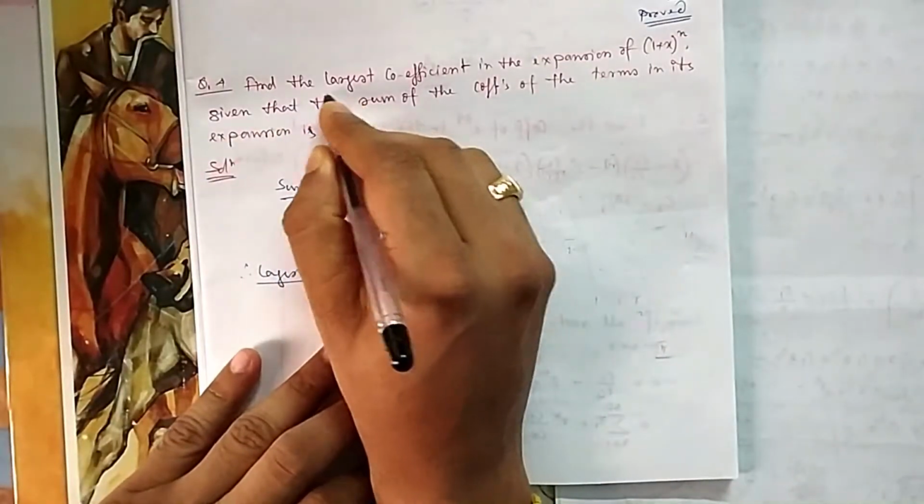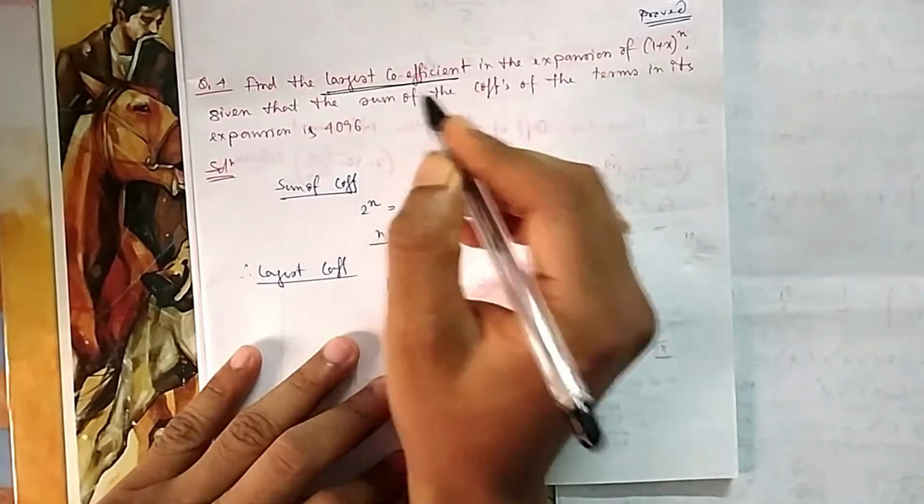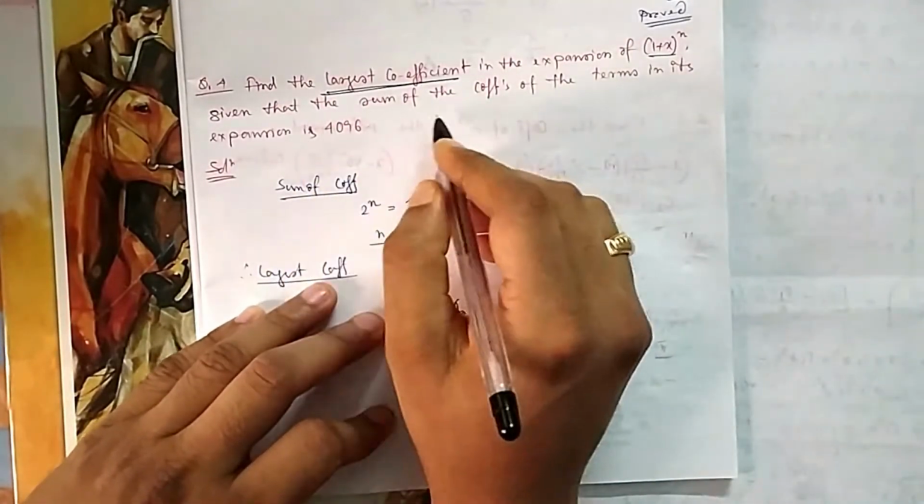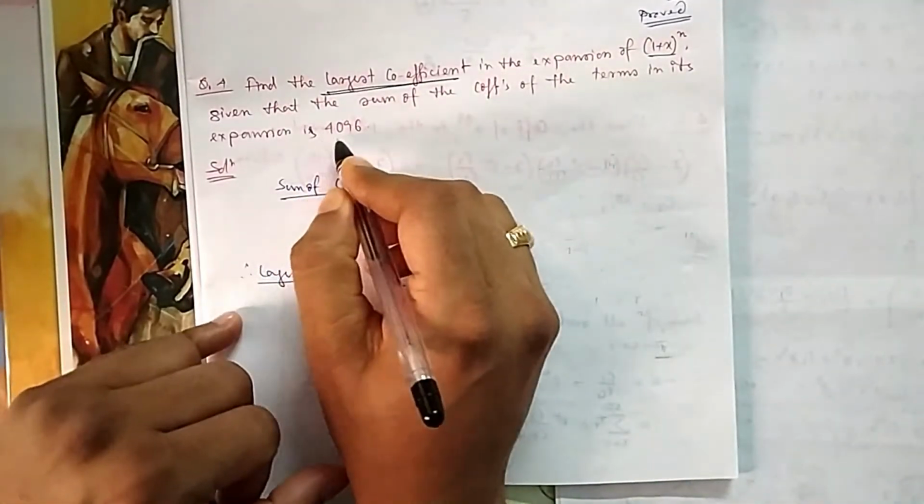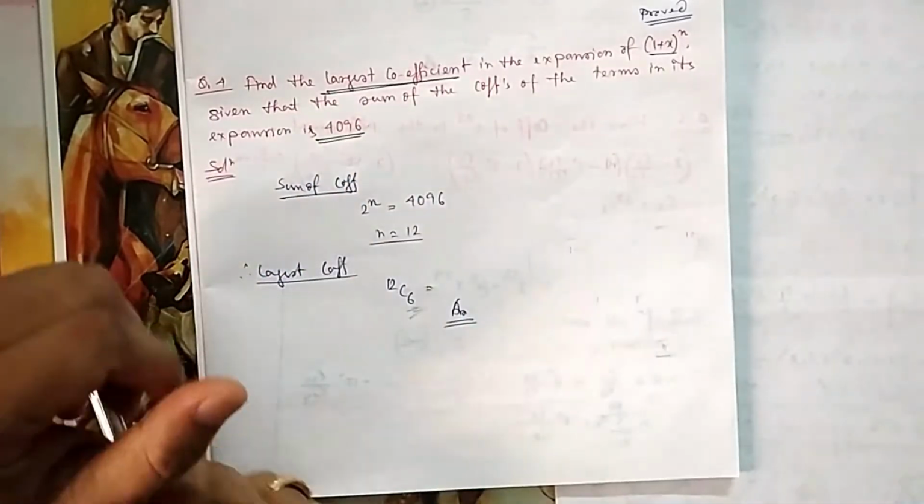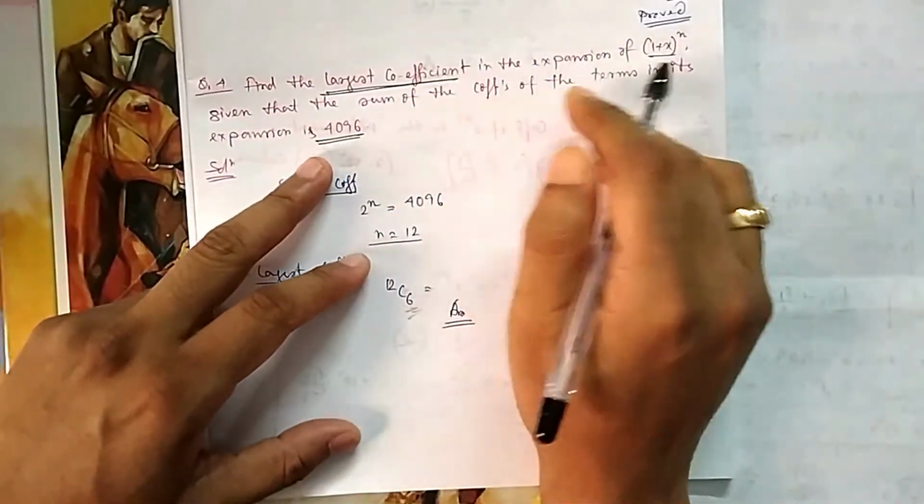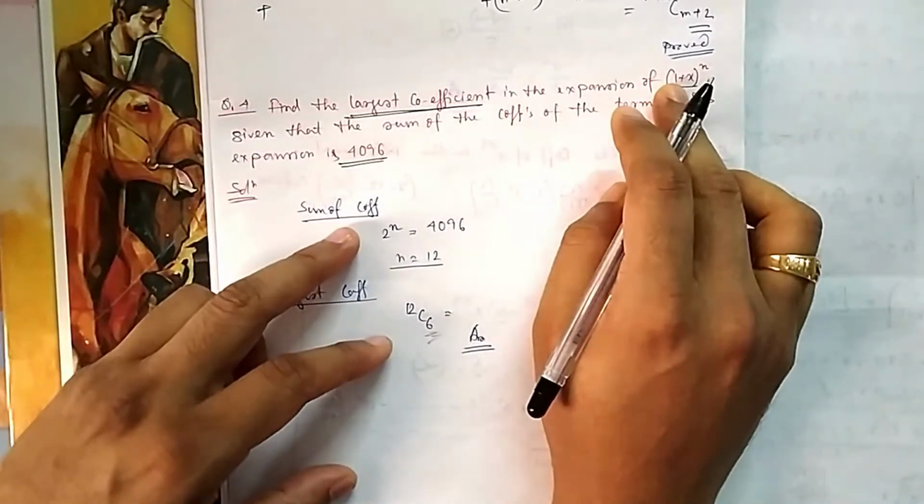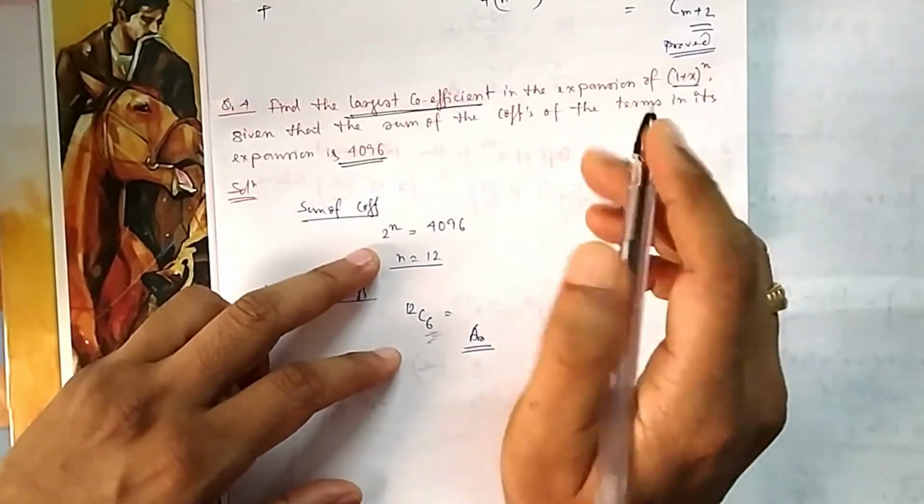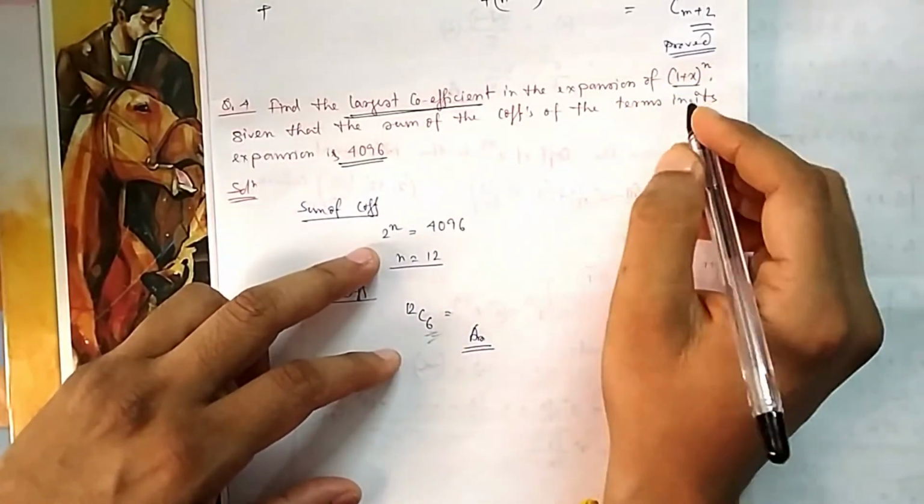Now find the largest coefficient. We have already seen how to find the largest coefficient in the expansion of this, given that the sum of the coefficients of the terms of the expansion is 4096. So sum of the coefficients means, what are the coefficients it has? It has only binomial coefficients. There is a difference between binomial coefficients and normal coefficients.